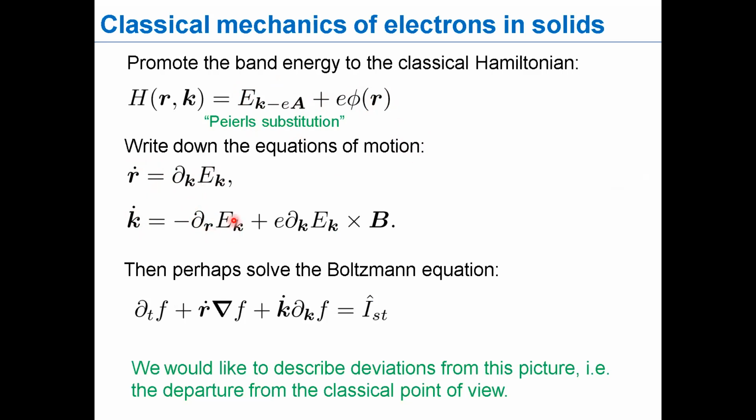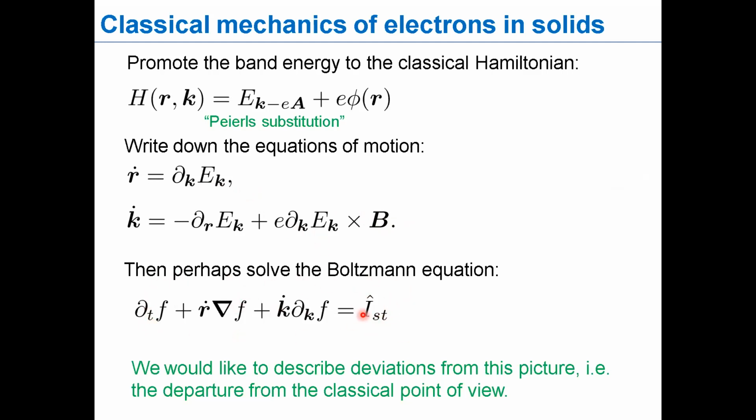That's the electric part of the Lorentz force, and then there is a magnetic part of the Lorentz force associated with the presence of the magnetic field. Okay, so once this is done, perhaps we take this and substitute it into the classical Boltzmann equation.